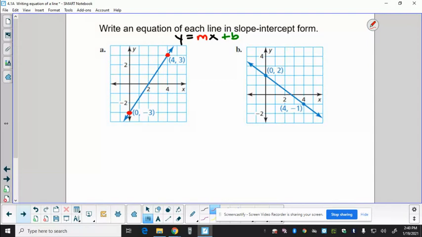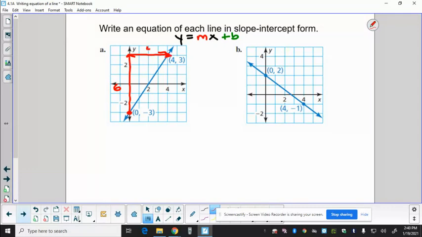1, 2, 3, 4, 5, 6. My rise is 6. Now move over. 1, 2, 3, 4.